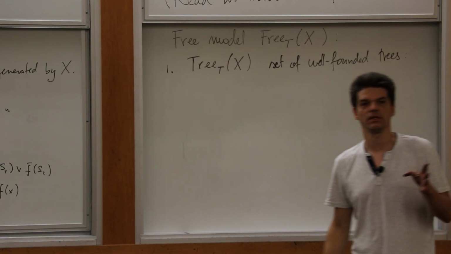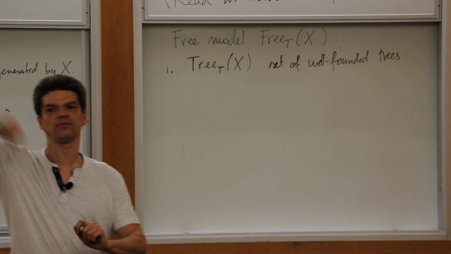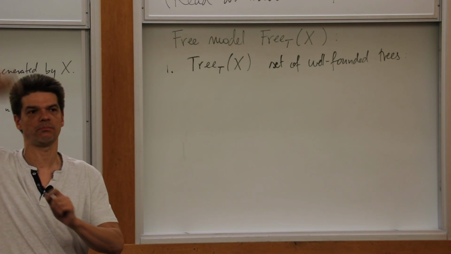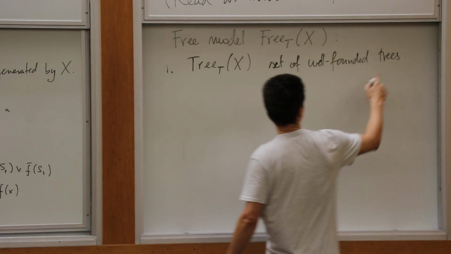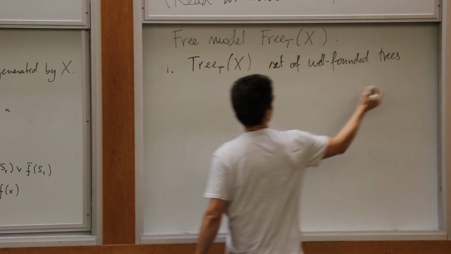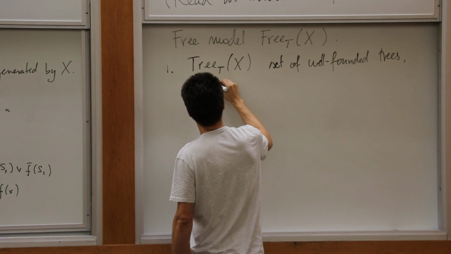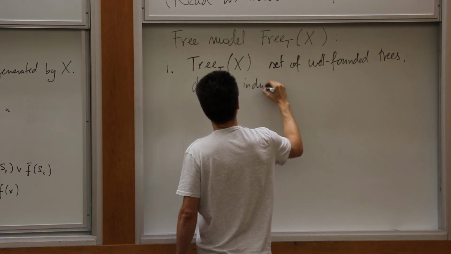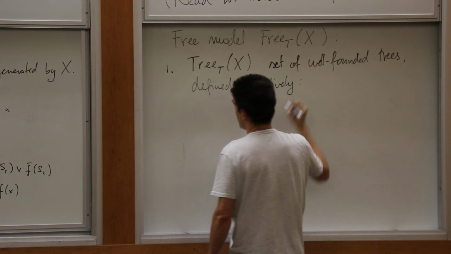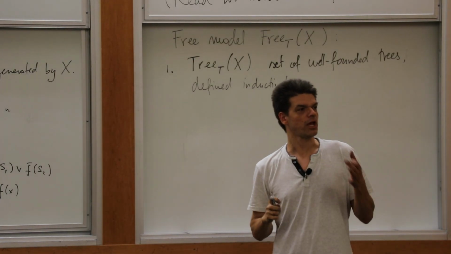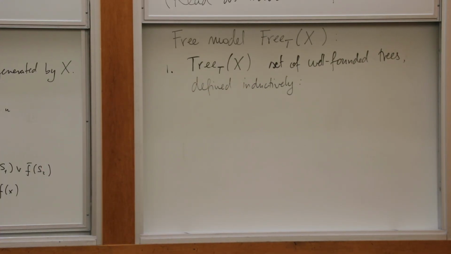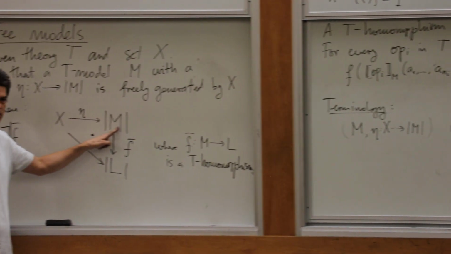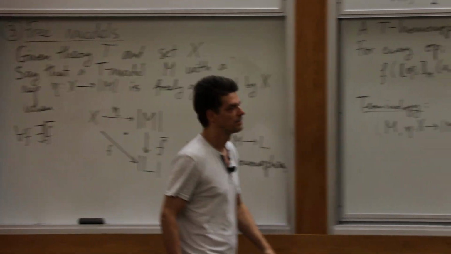The word well-founded, when it refers to trees, always means no infinite paths. It means every path is finite. So these are trees which are inductively defined, like this. So now I'm throwing in elements. So I ask myself, which elements must necessarily be there in the free model? Well, for every x here, we necessarily must have something there. Otherwise, we will never get this map eta.